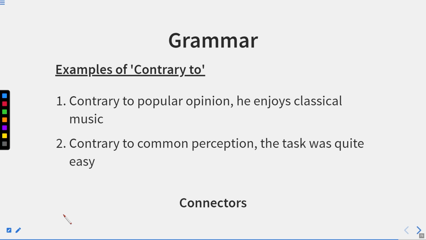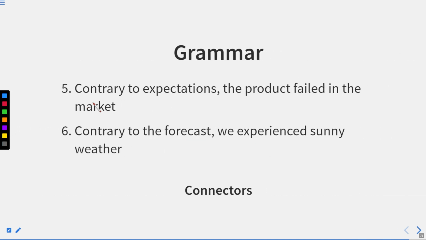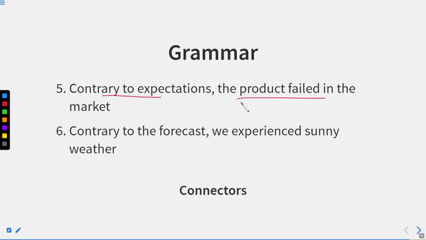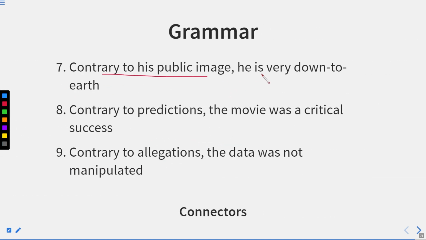Now, let us move to the next one. Examples of contrary to. Contrary to popular opinion, he enjoys classical music. Contrary to common perception, the task was quite easy. Contrary to the rumor, she is not leaving the company. Contrary to initial reports, the event was well attended. Contrary to expectations, the product failed in the market. Contrary to the forecast, we experienced sunny weather. Contrary to his public image, he is very down to earth. Contrary to predictions, the movie was a critical success. Contrary to allegations, the data was not manipulated.